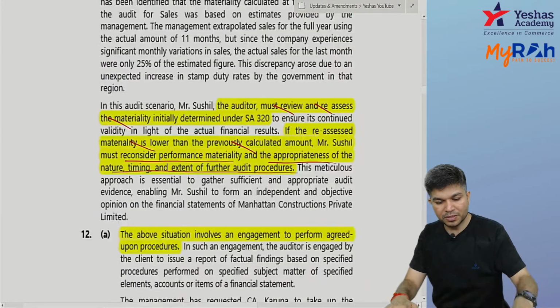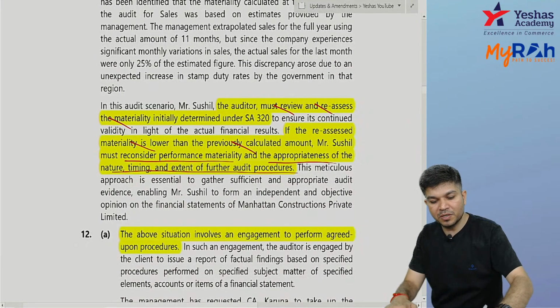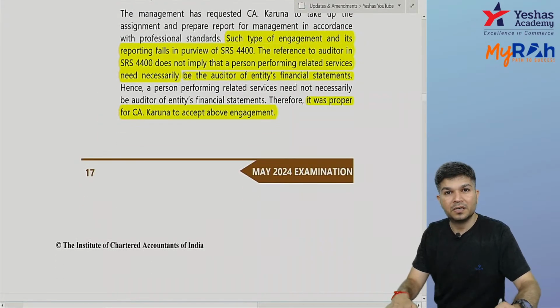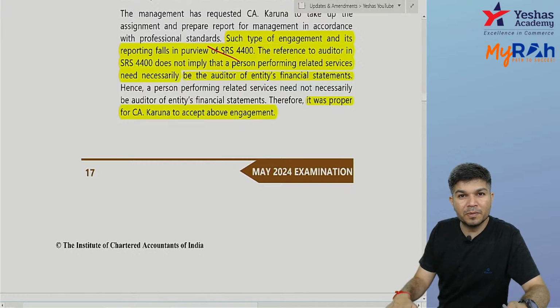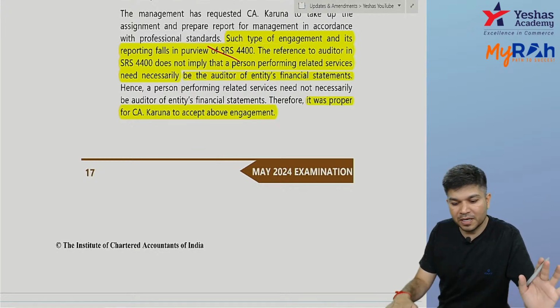Let's see the solution given. The above situation involves an engagement to perform agreed upon procedure. This will be as per SRS 4400, and as per SRS 4400, agreed upon procedure can be undertaken by a chartered accountant who is not the auditor of the company.